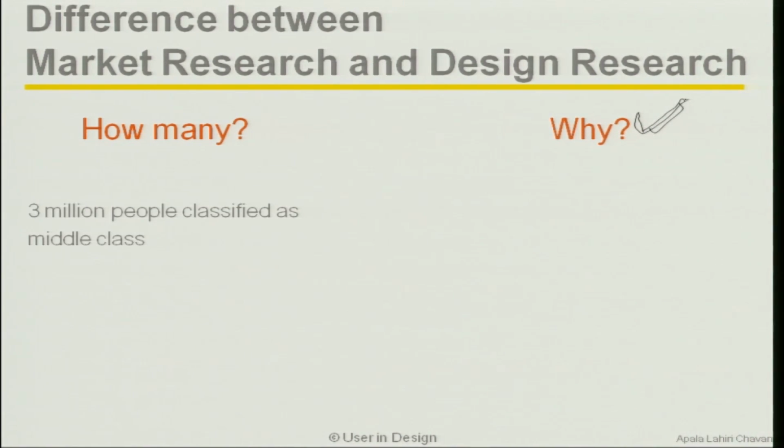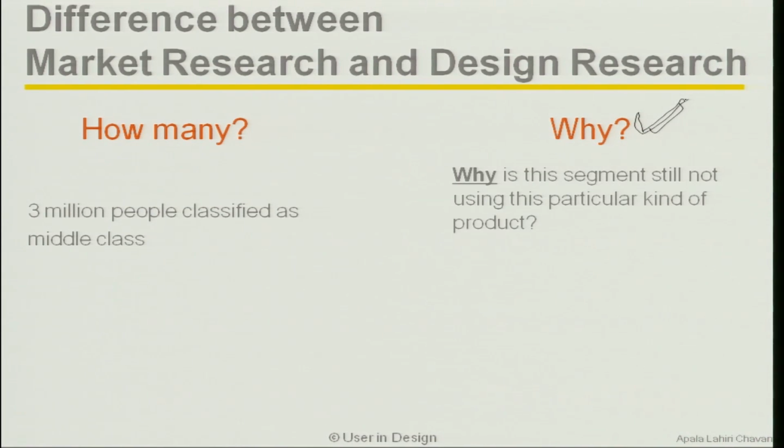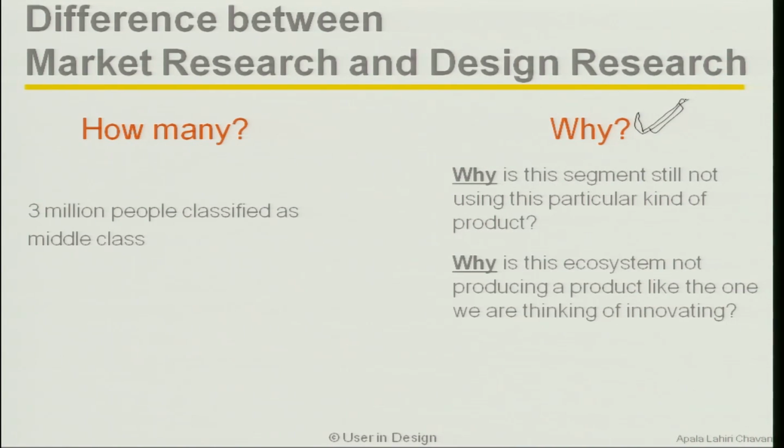Why, right? So for example, this might come back with that 3 million people are classified as middle class. In design research, we will have questions like, why is this segment still not using this particular kind of product? Okay, so why are they not? Why is this ecosystem not producing a product like the one we are thinking of innovating? Why has it not been designed?